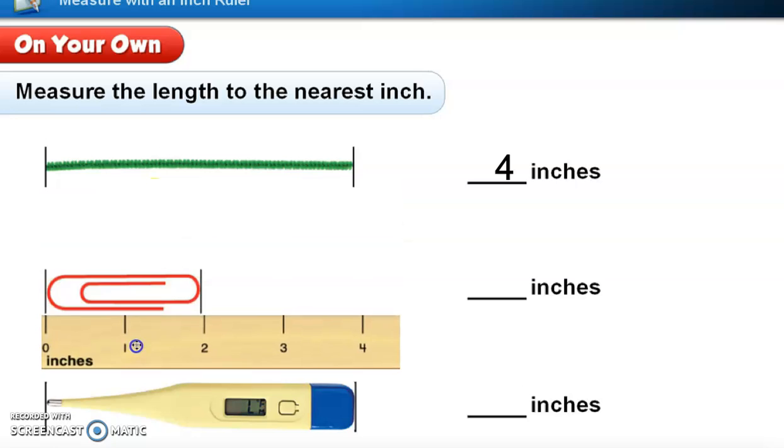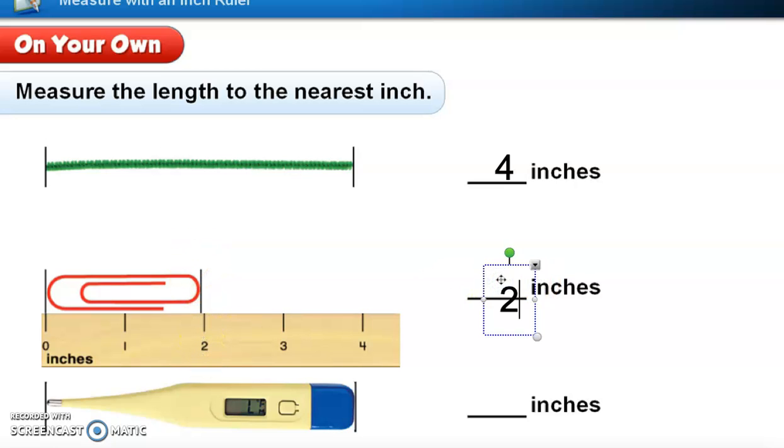Okay? And now I'm going to measure this paper clip. So again, I'm going to line up the starting point of the paper clip with the 0 on the ruler. And then it looks like this paper clip is really, really close to that 2-inch mark on the ruler. So I can say that the paper clip is about 2 inches long.